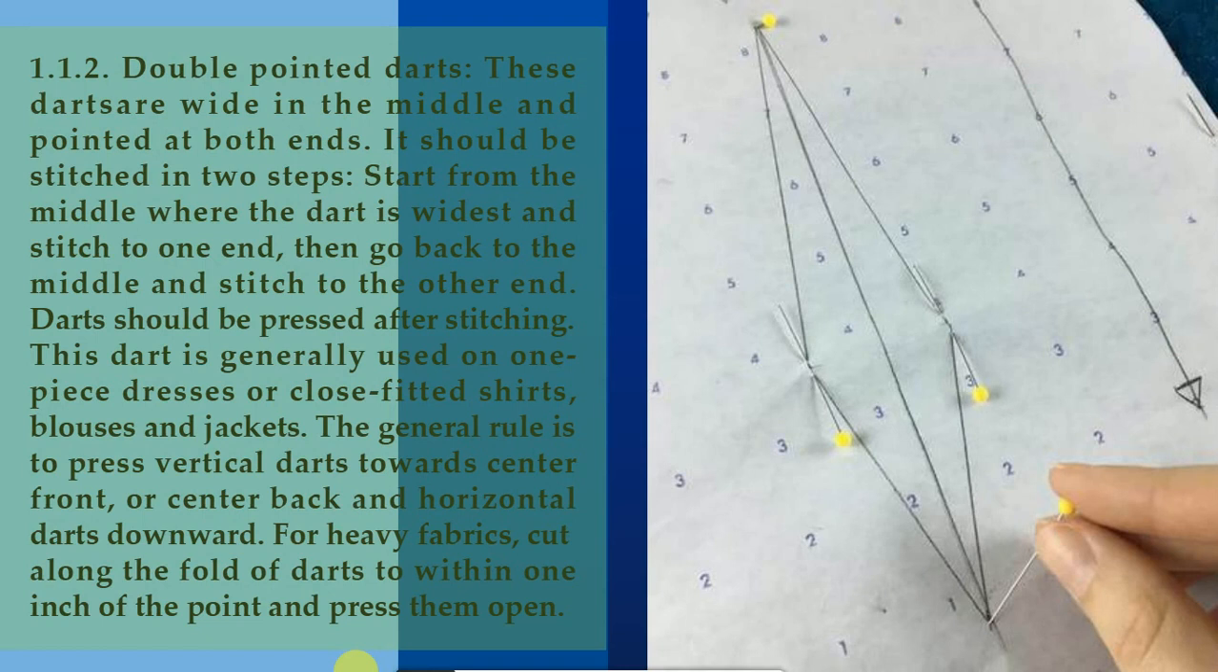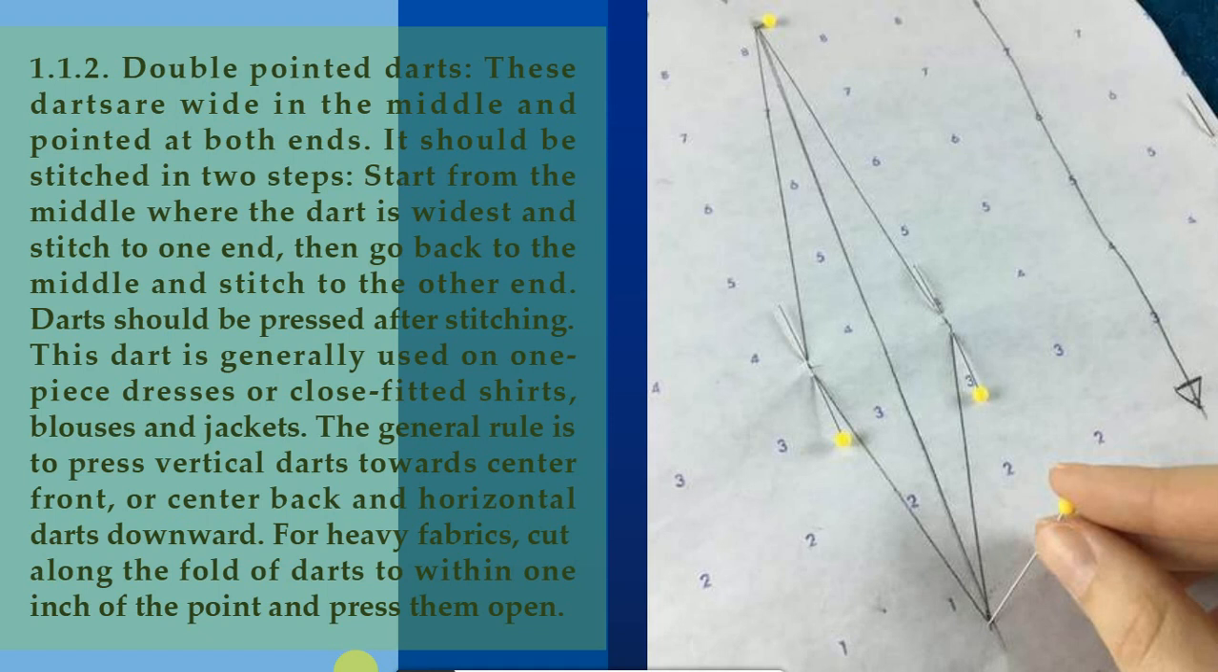Double-pointed darts. These darts are wide in the middle and pointed at both ends. It should be stitched in 2 steps. Start from the middle where the dart is widest and stitch to one end, then go back to the middle and stitch to the other end. Darts should be pressed after stitching.